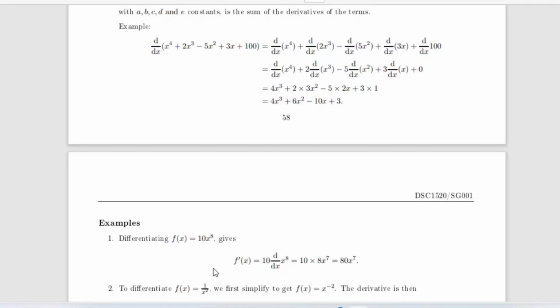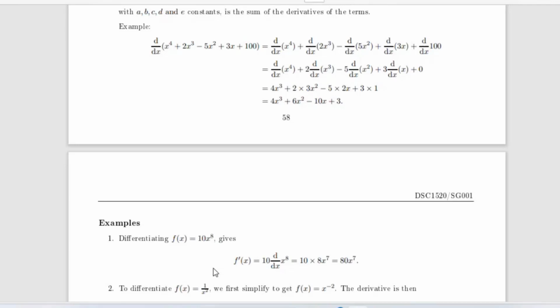Now, to that x to the power 8, we bring 8 in front, okay? Then to that 8, which is an exponent, we subtract 1. That's why we have got 8x to the power 7. Do we agree? Okay. Yes, according to the power rule.